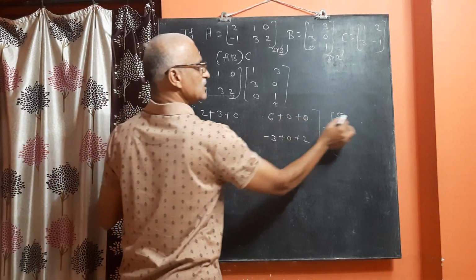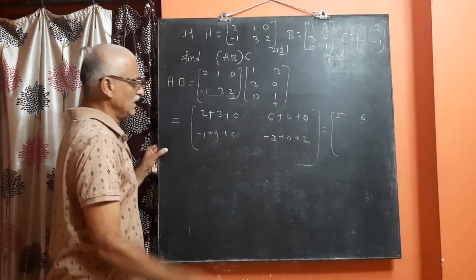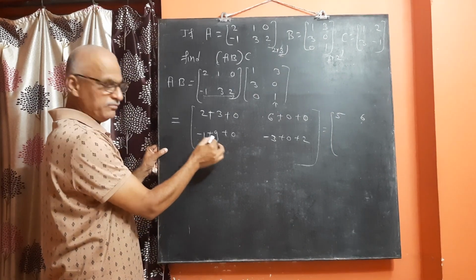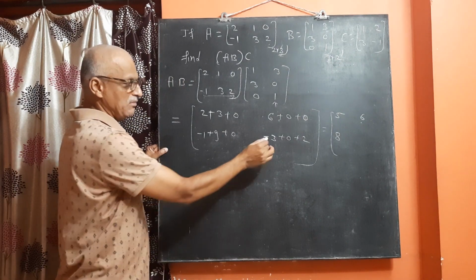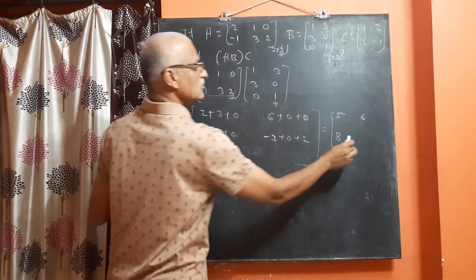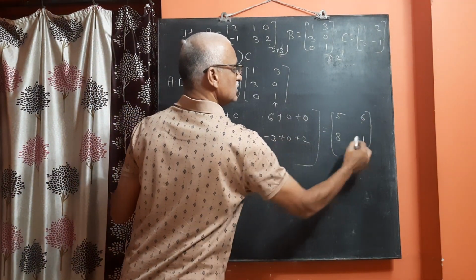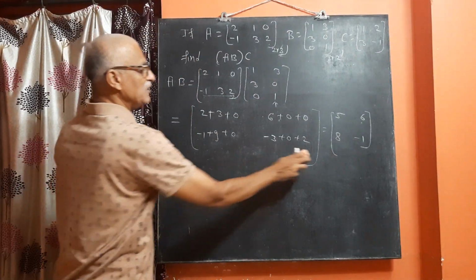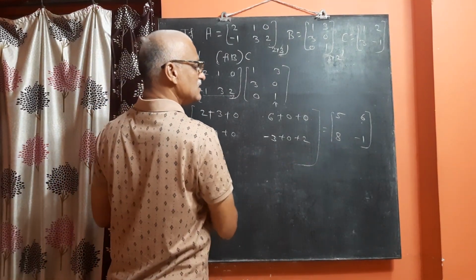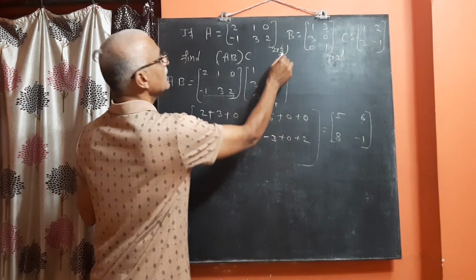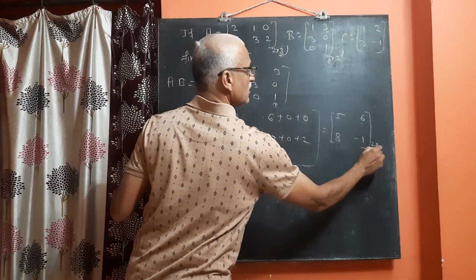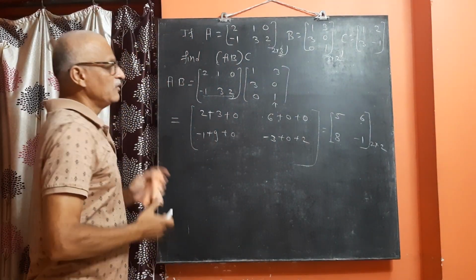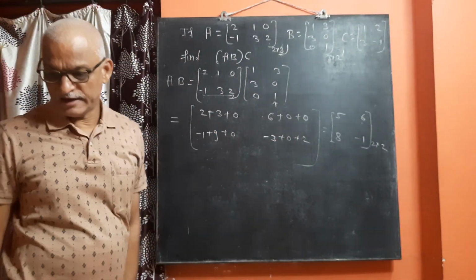6 plus 0 plus 0 that is 6. Minus 1 plus 9 that is equal to 8. Minus 3 plus 2 that is minus 1. So this is the matrix A into B, whose order is 3 and 3 have cancelled out, that means the remaining 2 by 2, so its order is 2 by 2. Now we have got the matrix AB: 5, 6 and 8, minus 1.